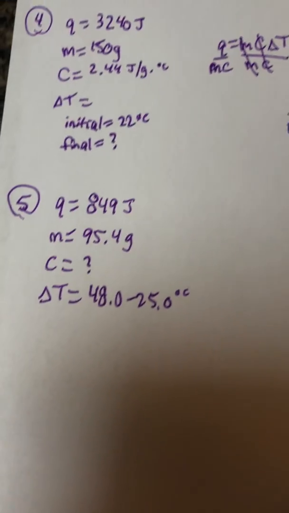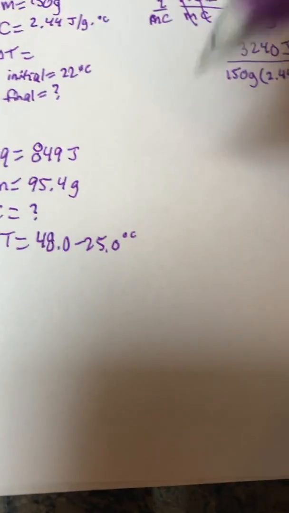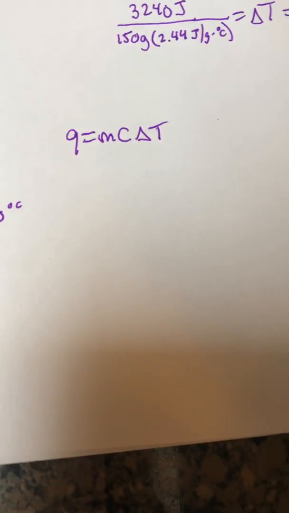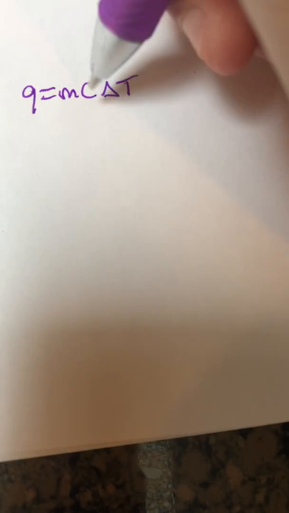All right, now that we identified our variables, we're going to plug into our formula. So we write our formula, Q equals MC delta T. I'm going to rearrange the formula once again so it's a little bit easier. We want to isolate the C, so we're going to divide out M and delta T.